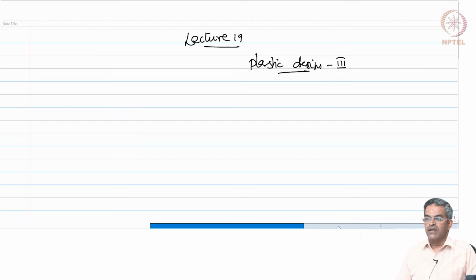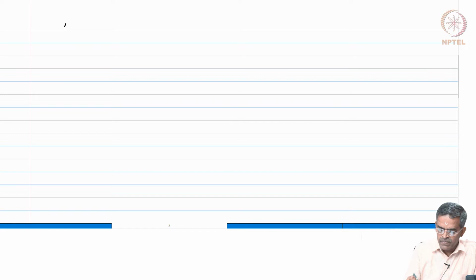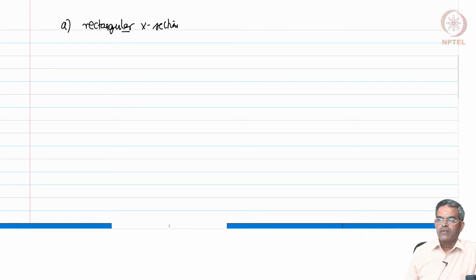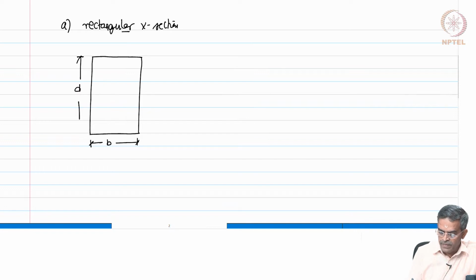So, let us now derive the plastic moment capacity of any cross section. To start with, we will assume a rectangular cross section, then we will go to arbitrary sections. So, let me draw a rectangular cross section, a solid cross section of dimensions B and D.